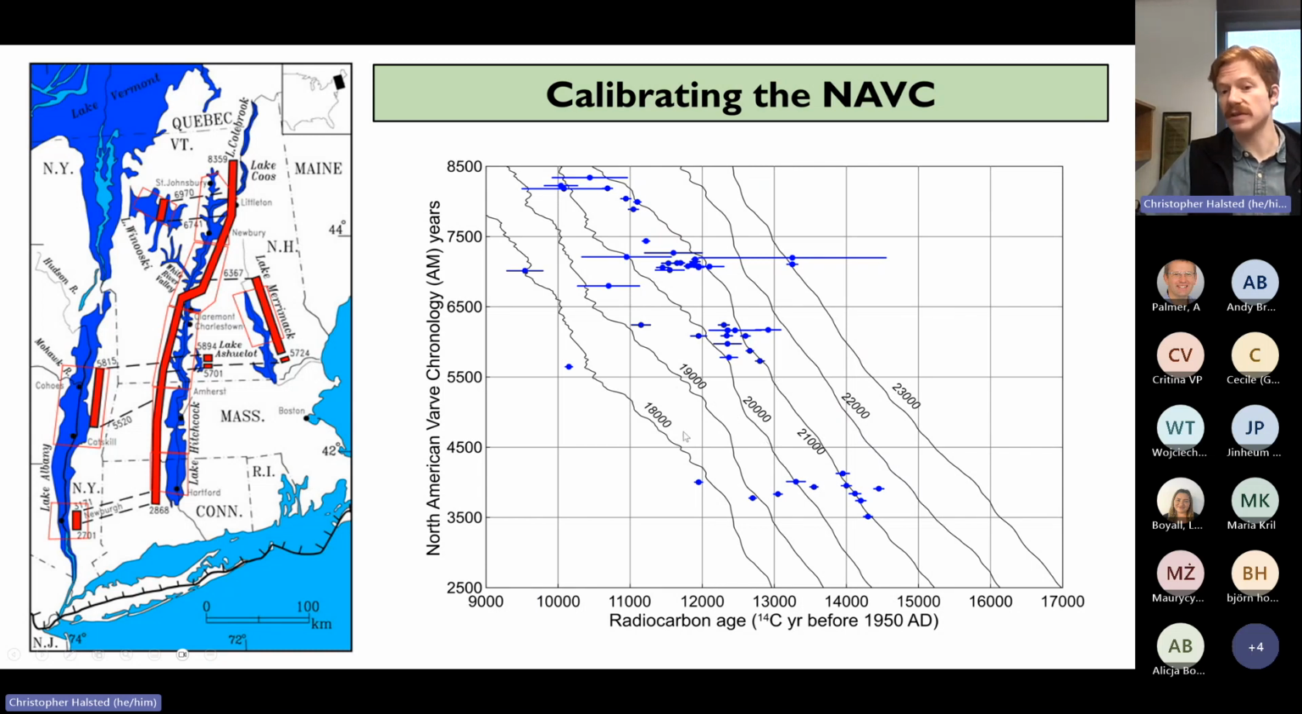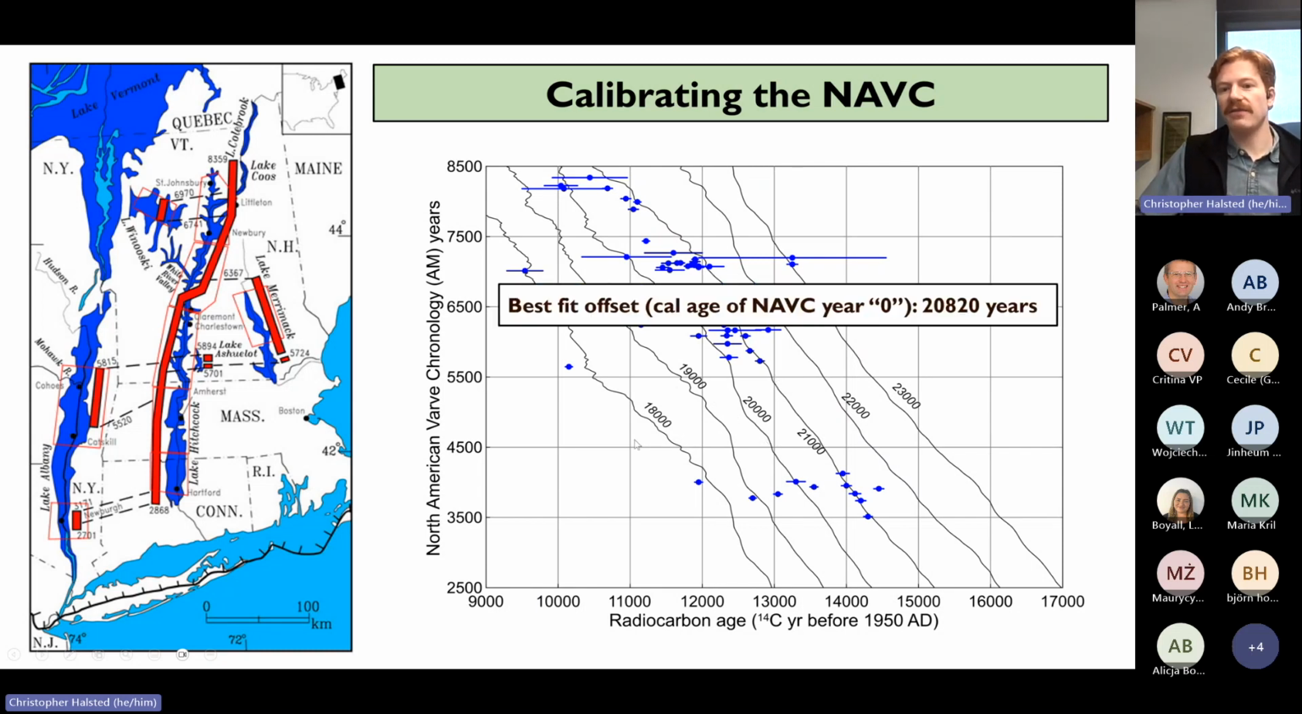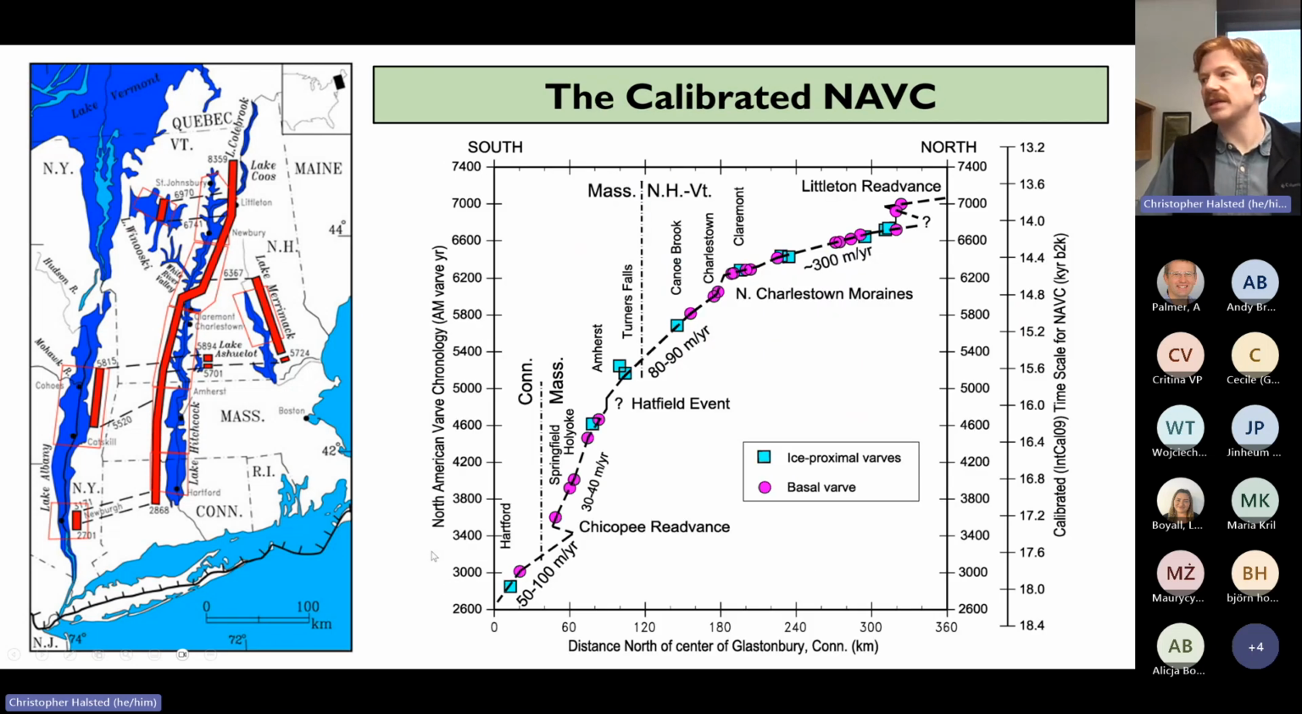These are thousands of years. And they found that the best match to the Varve chronology based on the radiocarbon dates was an offset of 20,820 years. That's basically the calendar age of the Varve chronology year 0. So they have a fully interconnected 6,000 year sequence. It is now calibrated to the calendar time scale. And so this is now today what the North American Varve chronology looks like.